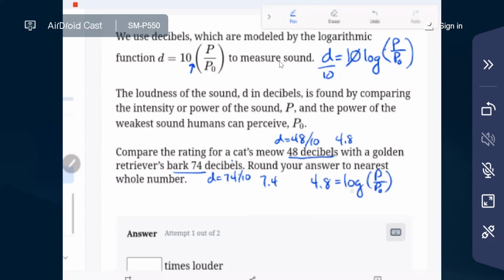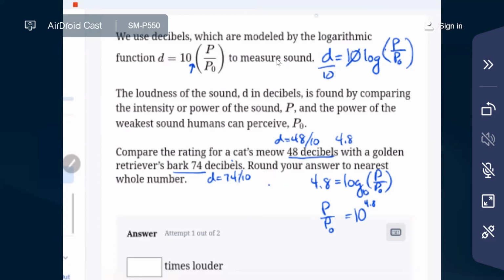All right, and so P0, and notice this is base 10. All right, so if we make our switch, this is base 10 and switch. So 4.8 goes over here, and P over P0 goes over here. All right, and we did the same thing here.